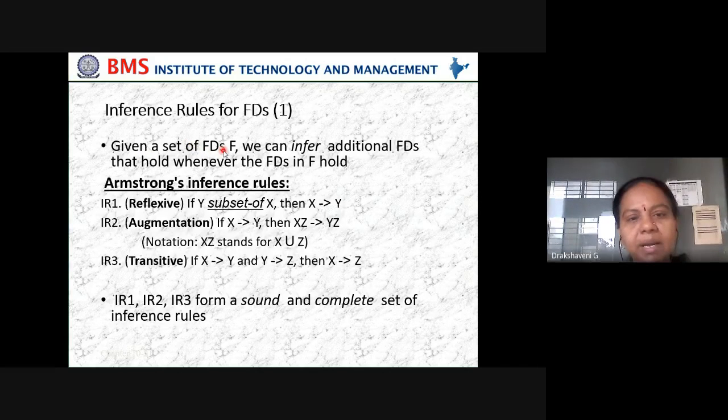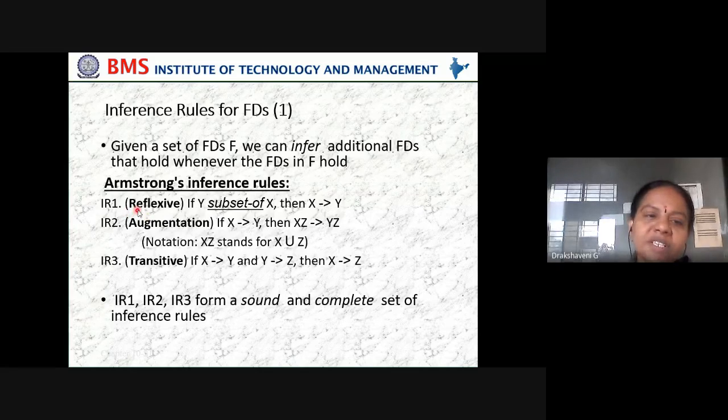Given a set of functional dependencies F, we can infer additional functional dependencies that hold whenever the FDs in F hold. Armstrong inference rules, IR1, that is reflexive. If Y is a subset of X, then X is functionally dependent on Y. So what is the work of the first inference rule? It says reflexive. So what do we mean by reflexive? If Y is a subset of X, that is IR1, reflexive. If Y is a subset of X, then X is functionally dependent on Y.